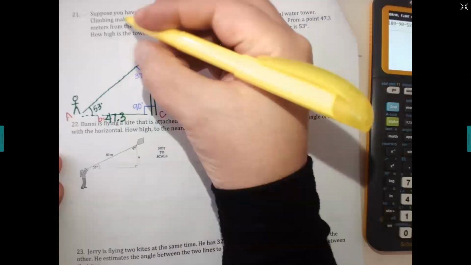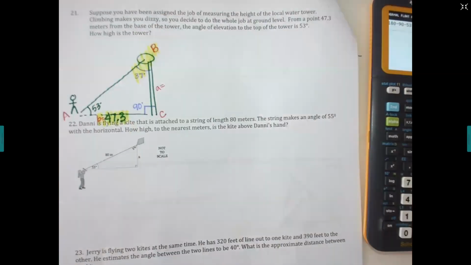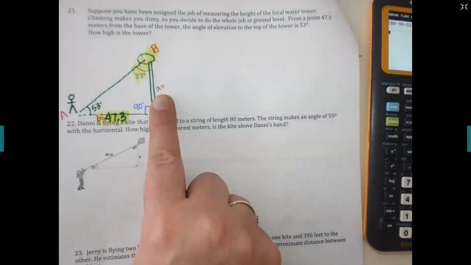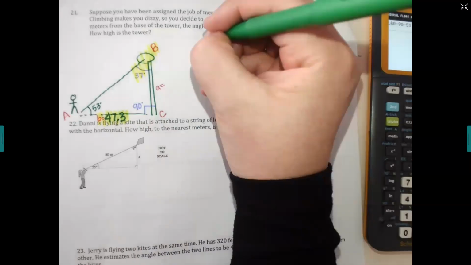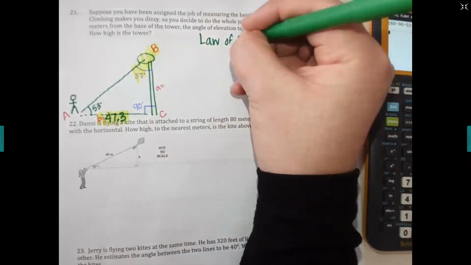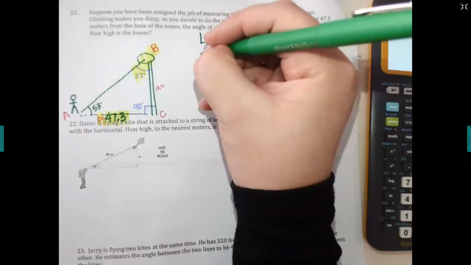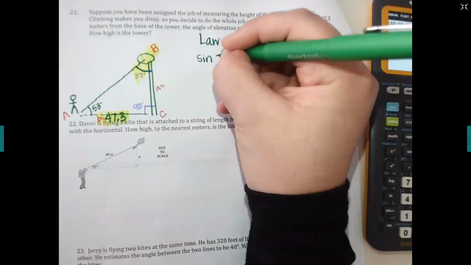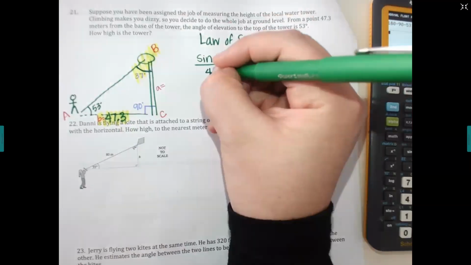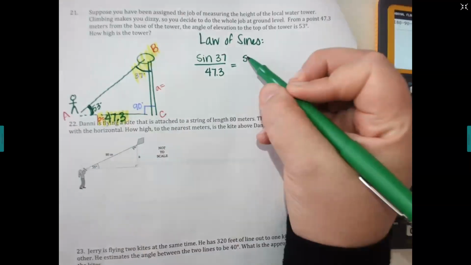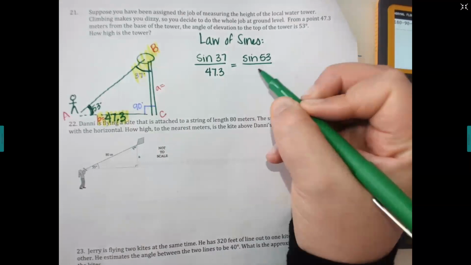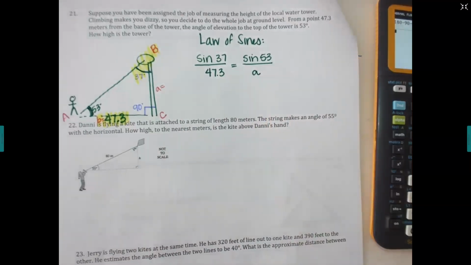I know that my capital B or my angle is 37. And I know that my little b is 47.3. We are trying to find the height of the tower, which means that we are trying to find A. So we're ready to set up law of sines. Remember that law of sines is when you have your partners. So it'll be sine of 37 over 47.3 equals sine of 53 over A. And then we're going to cross multiply.